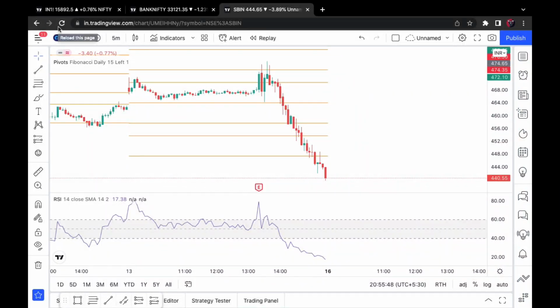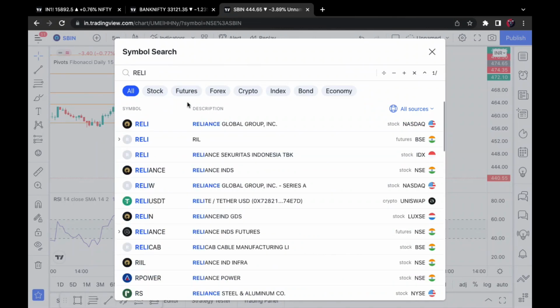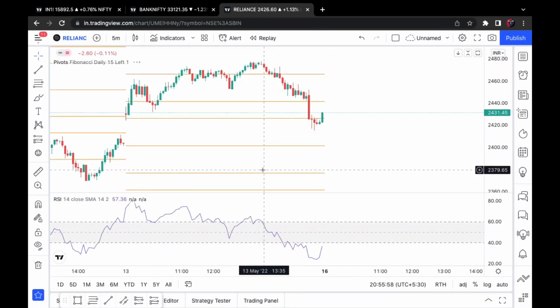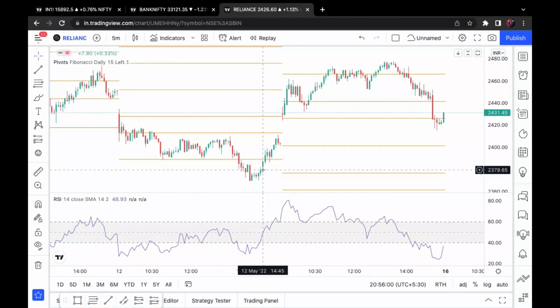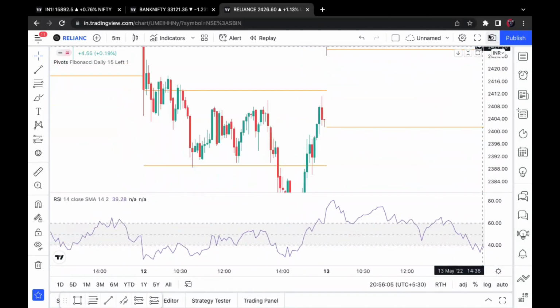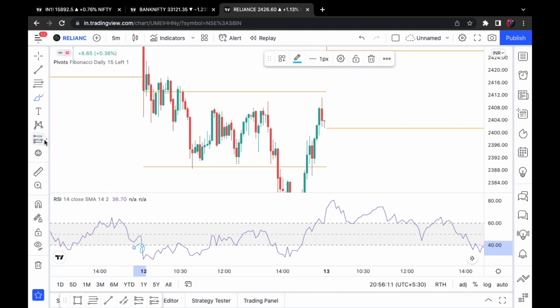So now let's go to another stock. The next stock which I will choose is Reliance Industries. This is Reliance Industries. So the same settings in Fibonacci pivots and in the RSI. As you can see, the RSI drops, it comes below 40 degree. So we can take a bearish trade.